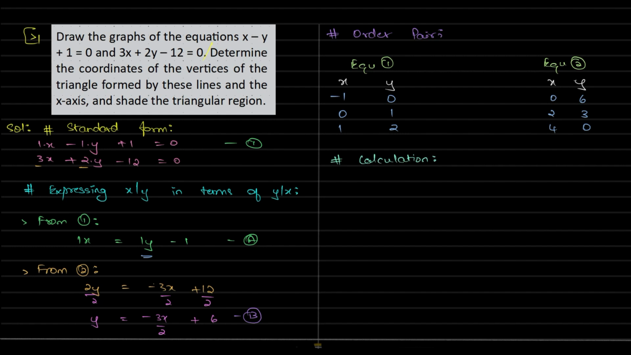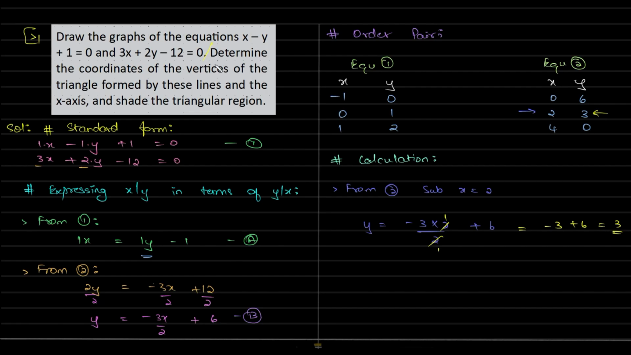I'm not going to show all of it, I'll just show this case. From equation 2, substitute x is equal to 2. So y is equal to minus 3 times 2 divided by 2, plus 6. The 2 and 2 are common, so this is 1 divided by 1. The entire thing is minus 3 plus 6, which is equal to 3. And that's what we got, right? So now we have the ordered pairs.